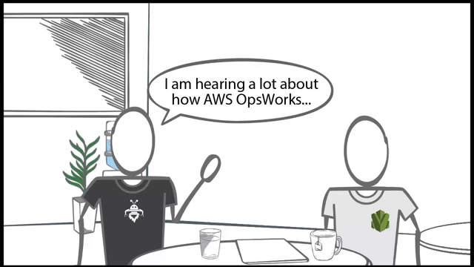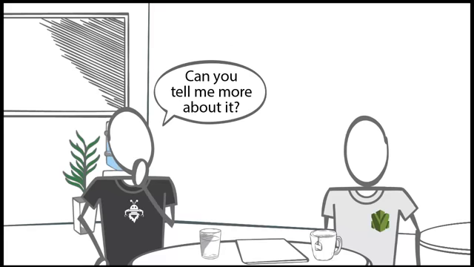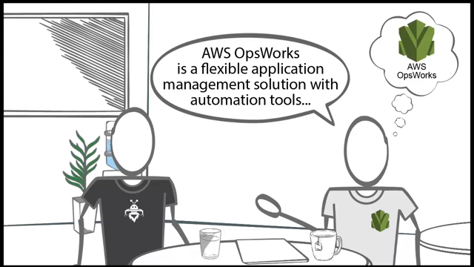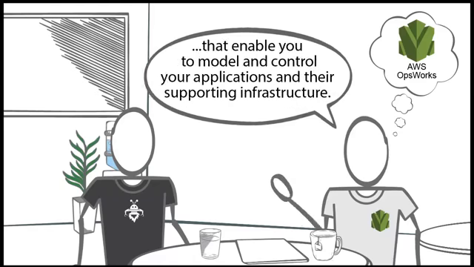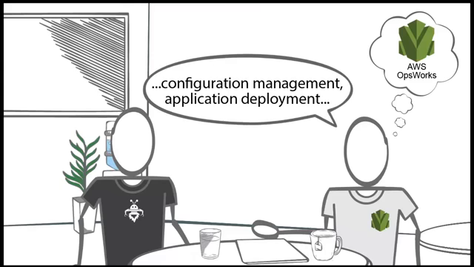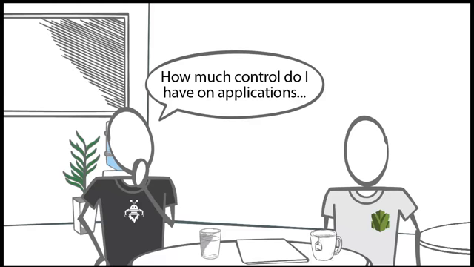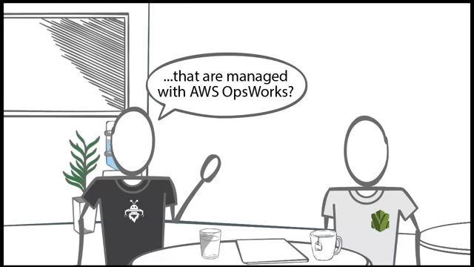I'm hearing a lot about how AWS OpsWorks can make it easy to manage complete application lifecycles. Can you tell me more about it? AWS OpsWorks is a flexible application management solution with automation tools that enable you to model and control your applications and their supporting infrastructure. You can manage the complete application lifecycle, including resource provisioning, configuration management, application deployment, software updates, monitoring, and access control.